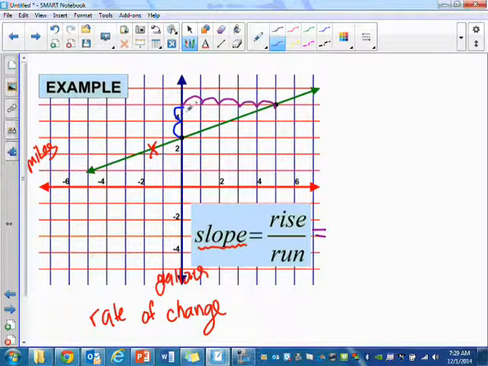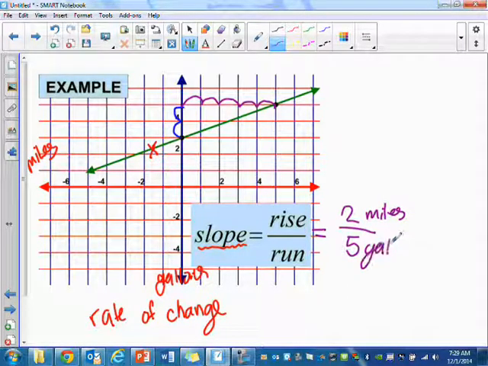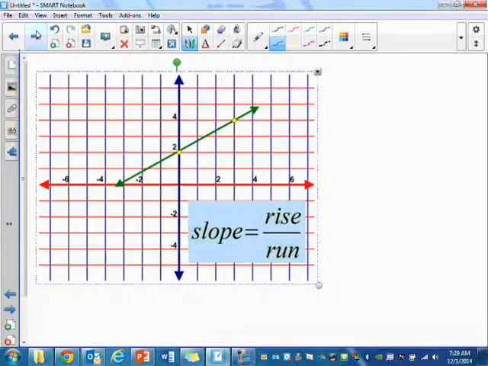So I have 1, 2, over, and remember I counted the run was 5. So here, the rate of change would be 2 miles to 5 gallons, if that's what my graph was about. Okay, so let me show you a second example.